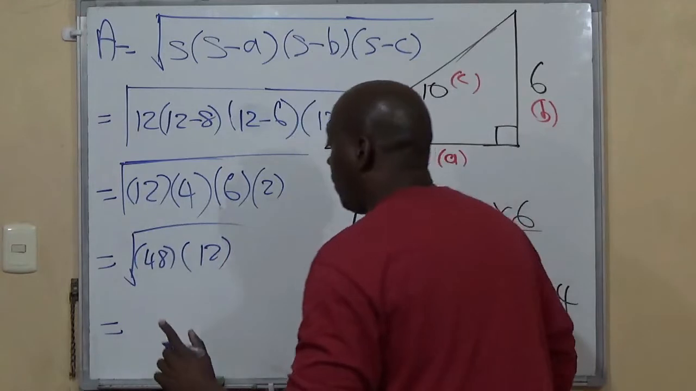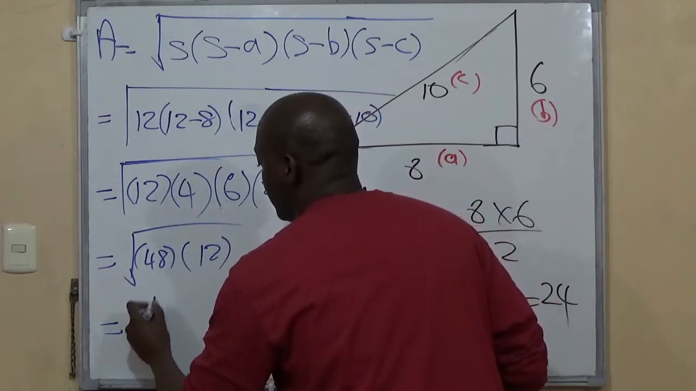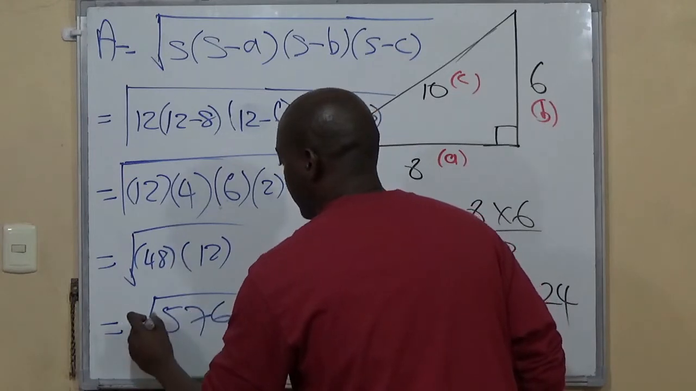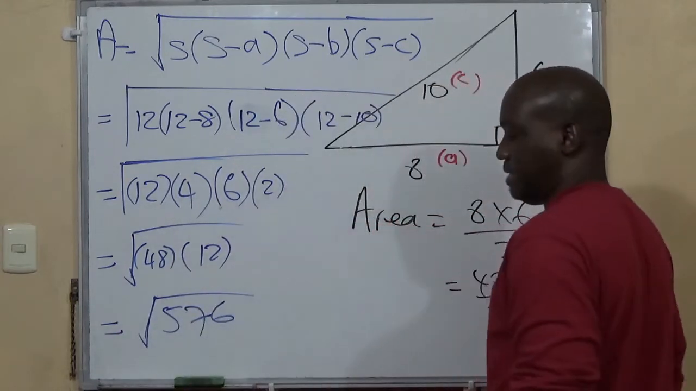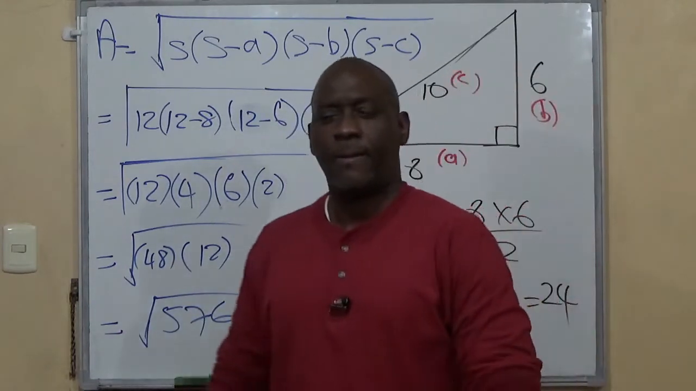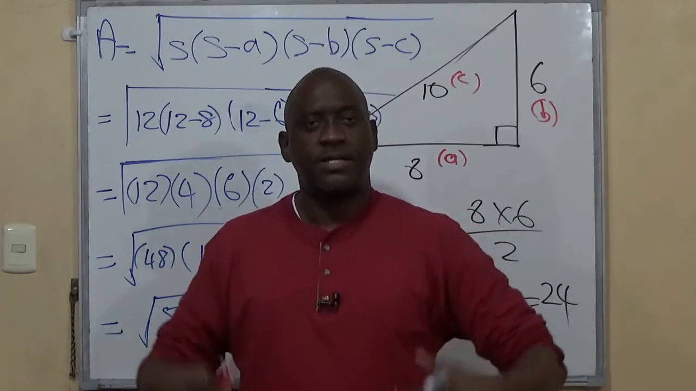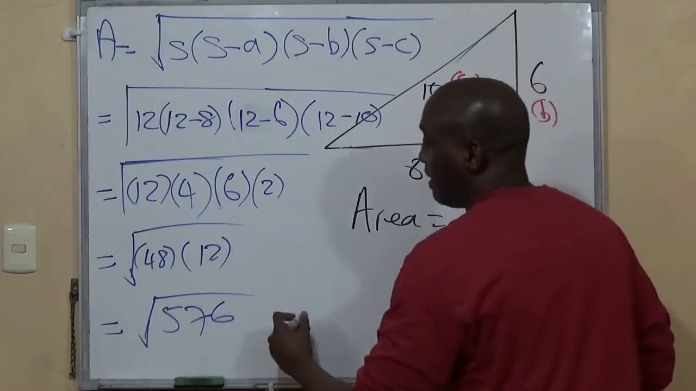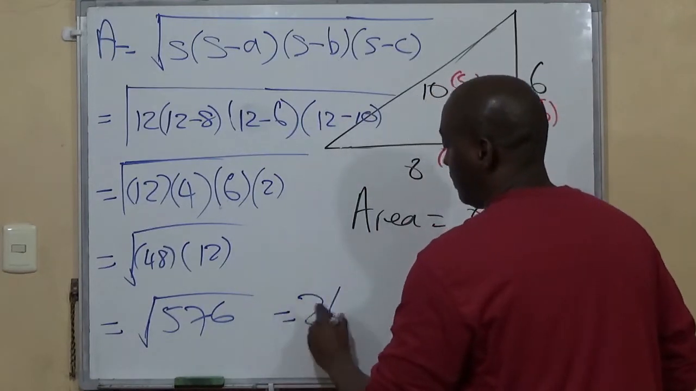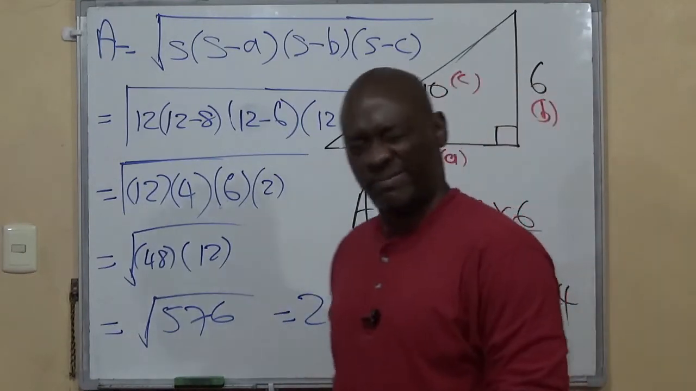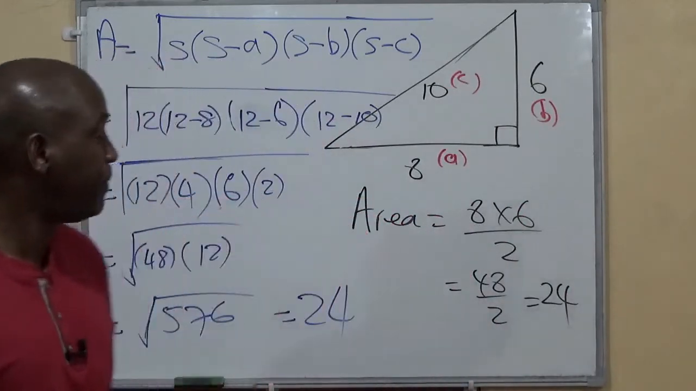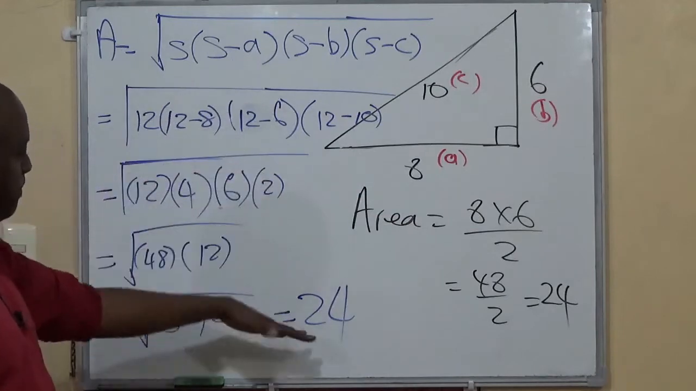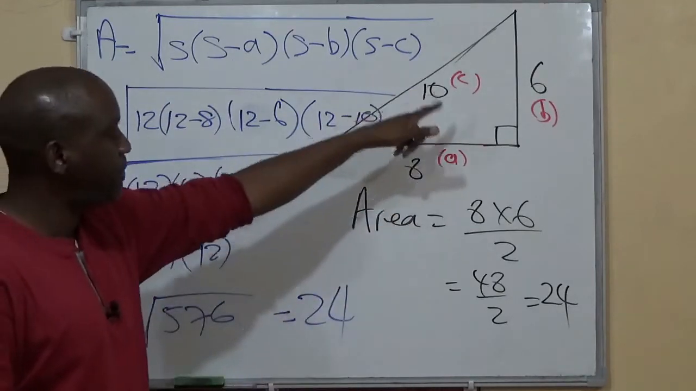Right. 48 by 12 is the square root of 576. And, ladies and gentlemen, boys and girls, damas y caballeros, the square root of 576 is our good friend 24. So you see what's happening here. Alright? We get the same area of 24 that we got here.